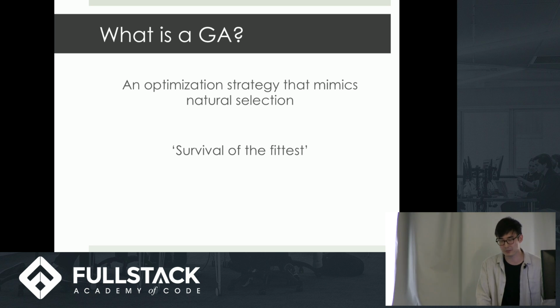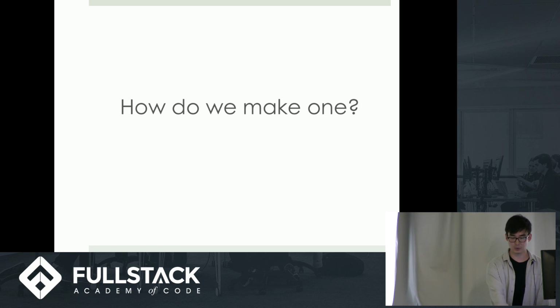It sounds like a pretty complicated thing, but it's really not so bad, and hopefully by the end of this presentation, I'll have demystified it for you guys a little bit, and maybe you'll even feel confident enough to try rolling your own. But the essence of it is that it's an optimization strategy that mimics natural selection. So basically, our algorithms will be generating solutions to problems and apply this principle of survival of the fittest to them. And so how do we make one?